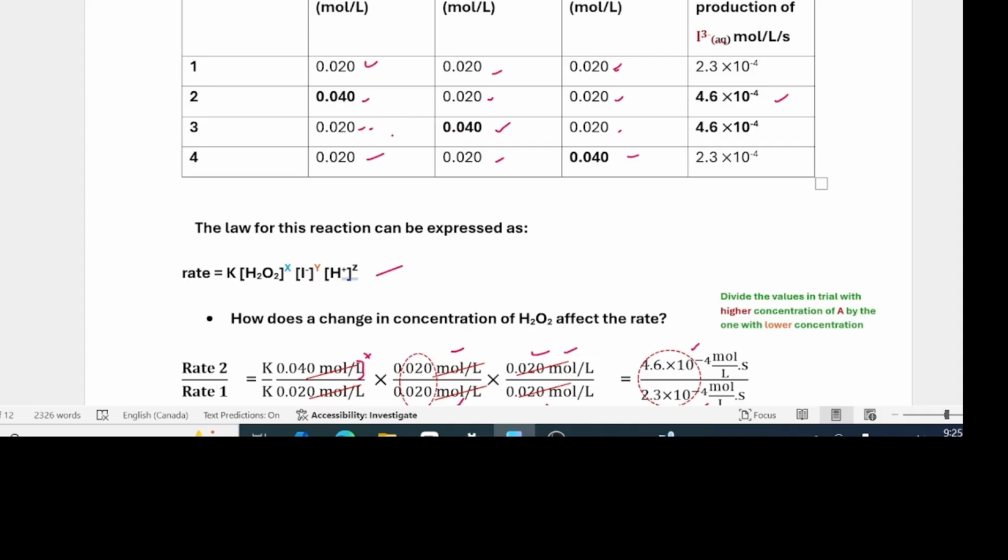So we have that for hydrogen peroxide, that for iodide ions, and we have that for hydrogen. Note that hydrogen does not affect the rate of the reaction. Note that the rate will be determined by the concentrations of these two other reagents, and it should be that.